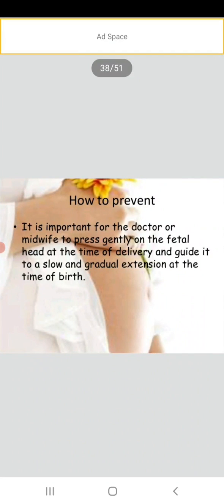How can we prevent it? It is important for the doctor or midwife to press gently on the fetal head at the time of delivery and guide a slow and gradual extension at the time of birth. This you should be doing during labor. When we give you the labor room posting, we tell you students to give perineal support. That is how we can prevent it. Read this clearly, and it should be practiced during your labor room posting.